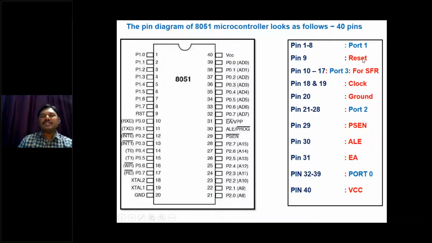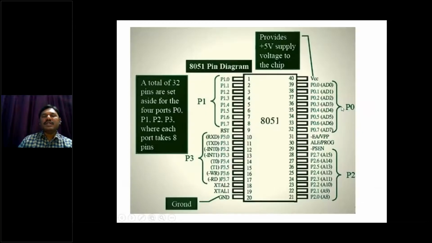Pin number 9 is the reset pin. Pin number 10 to pin number 17 is port 3 for SFRs. Pin number 18 and 19 for clock signal. Pin number 20 for ground signal. Pin number 21 to 28 for port 2. Pin number 29 is for program store enable. Pin number 30 is address latch enable to separate the address and data lines. And pin number 31 is external access. Pin number 32 to 39 is port 0. Pin number 40 is VCC that you can see here.